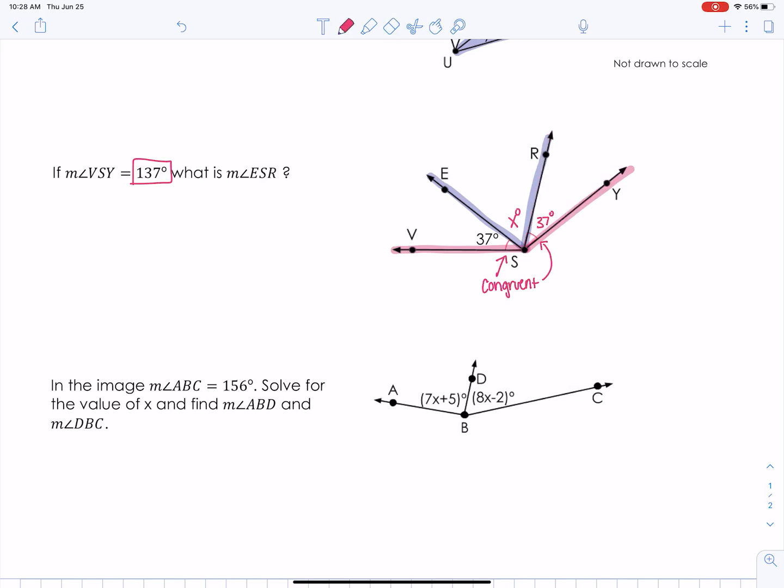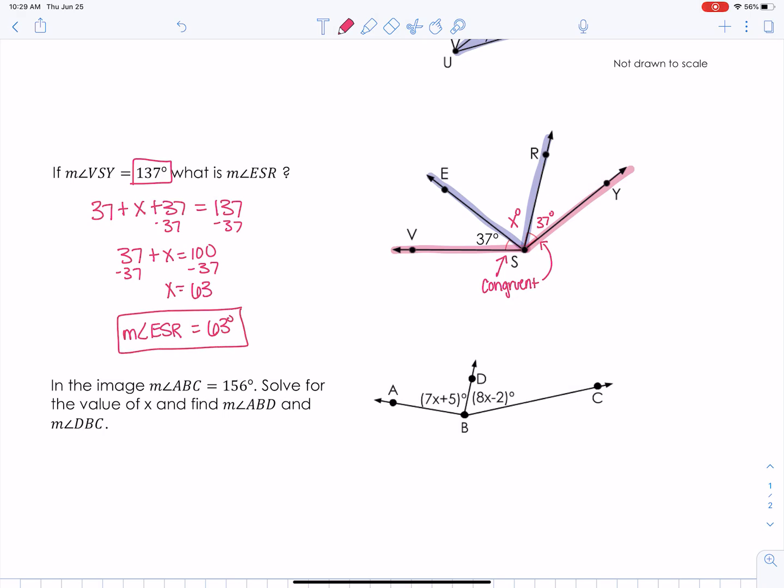So I know that 37 plus x plus 37 equals 137. So if I subtract 37, that's 100. And then if I subtract 37 again, and I don't have a calculator with me, so I'm just using mental math and making it a little bit easier here. So that would be 63. So the measure of angle ESR would be 63 degrees.